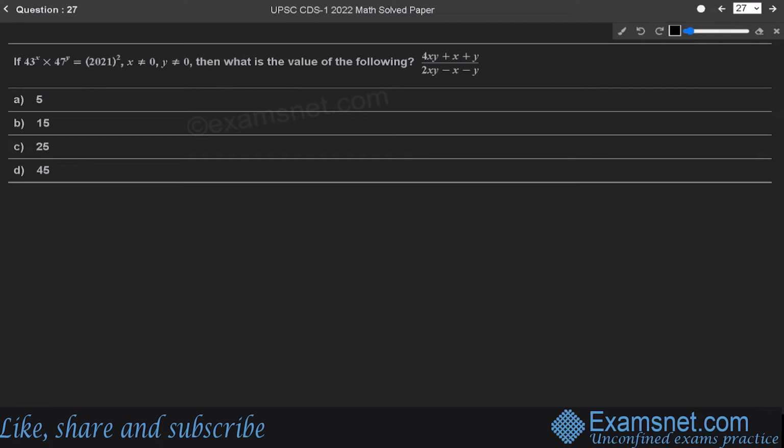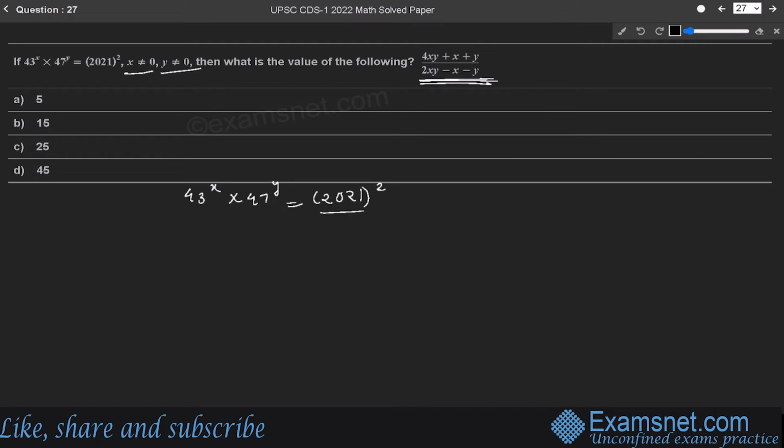Next question is, if 43 power x into 47 power y is equal to 2021 power 2, where x is not equal to 0 and y is not equal to 0, then what is the value of the following? We have to find the value of 4xy plus x plus y upon 2xy minus x minus y.